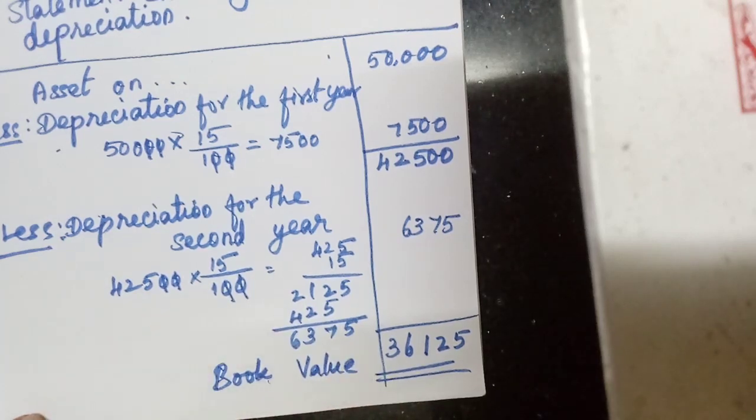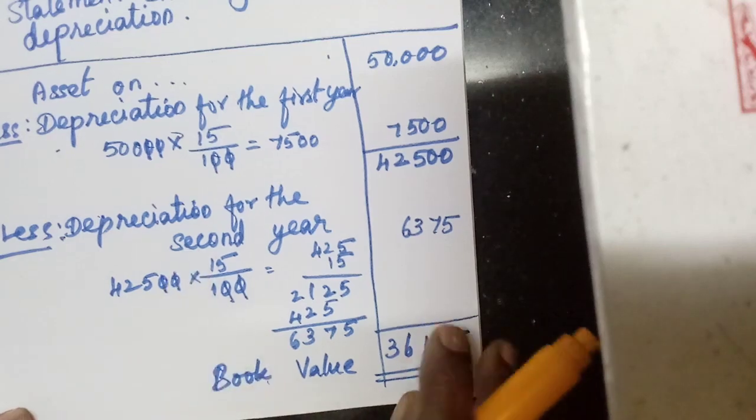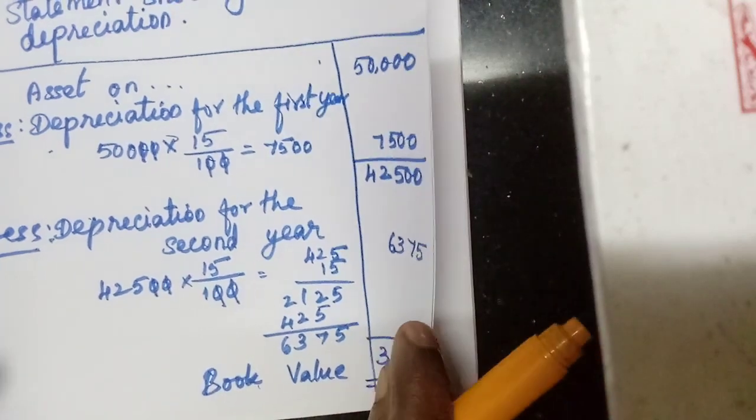If they have given the year, we can write on which date. At the end of the second year. Understood? The 12th one.